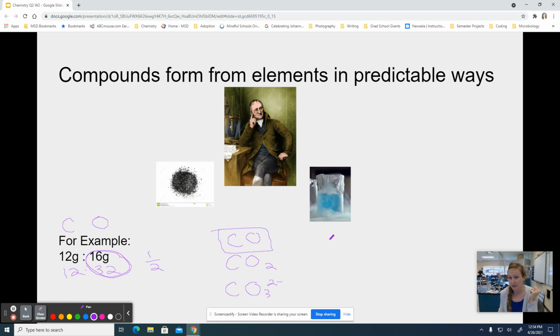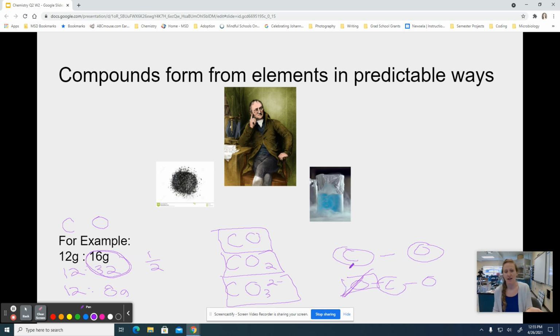Now, it's not surprising to us that that occurs, right? Because we know, well, of course, you're going to get 1 carbon atom to 1 oxygen atom, or 1 carbon atom to 2 oxygen atoms. Of course you would do that. You would never have 12 grams of carbon reacting with 8 grams of oxygen, right? Because 8 grams of oxygen would be half of an oxygen atom, and you can't have half of an oxygen atom. Of course, that's logical to us, but it wasn't logical back then in John Dalton's time.